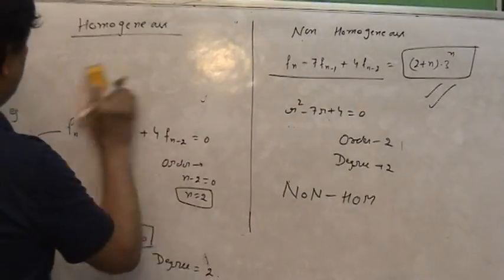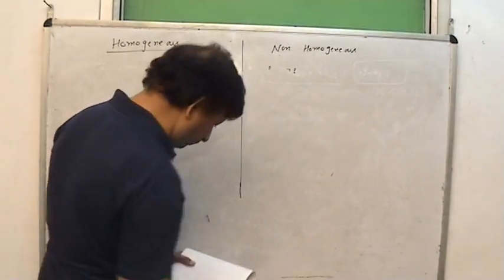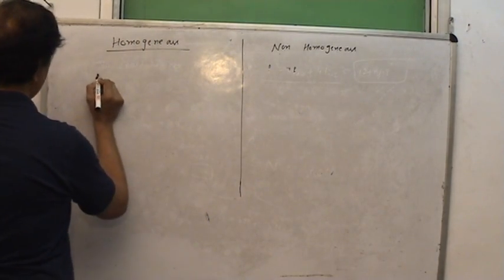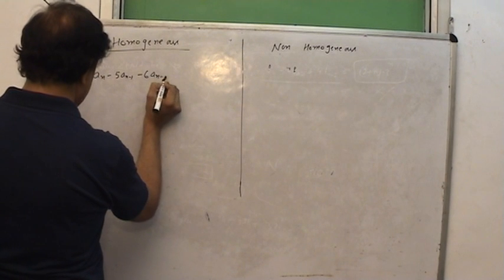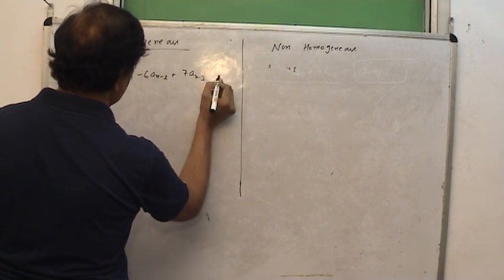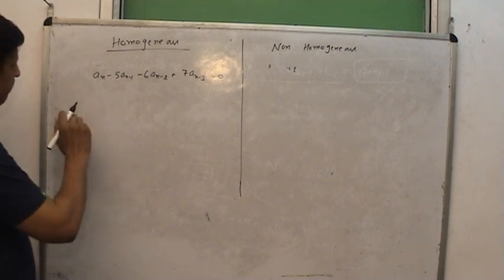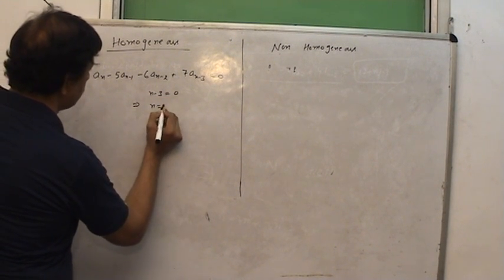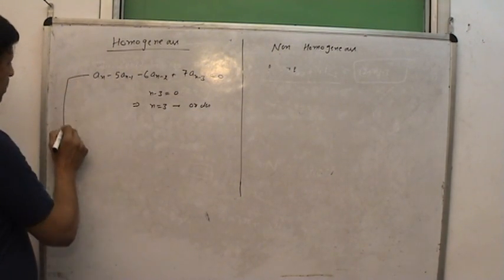Let us say it is a_n minus 5 times a_n minus 1 minus 6 times a_n minus 2 plus 7 times a_n minus 3 is equal to 0. We can use a or f in the recurrence relation. Here we put n minus 3 is equal to 0. This implies n is equal to 3. It is the order. Then convert it into the characteristic equation.